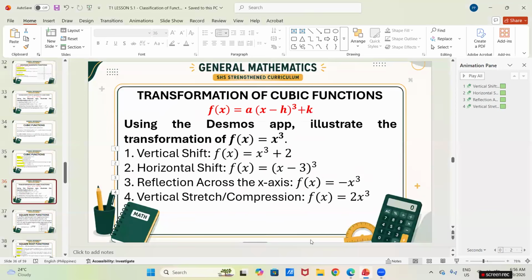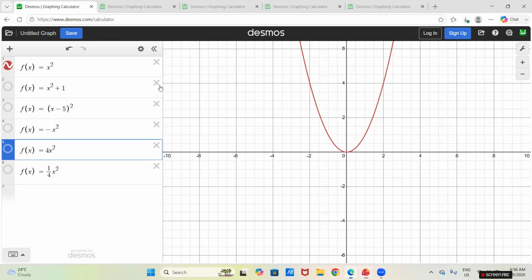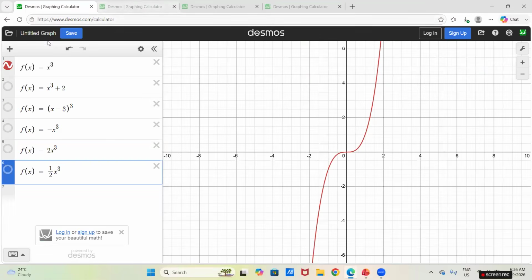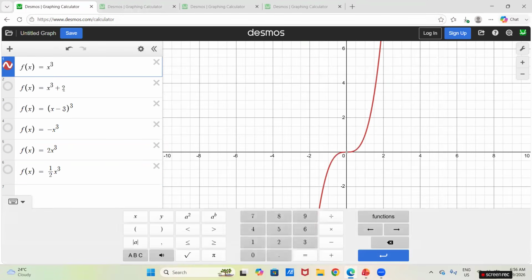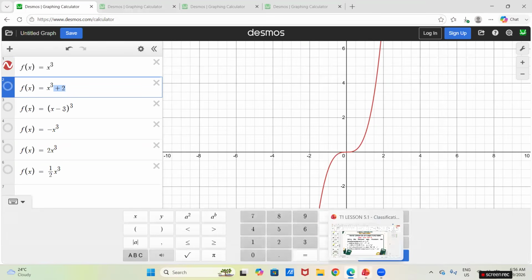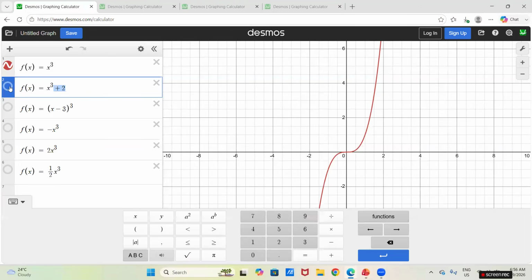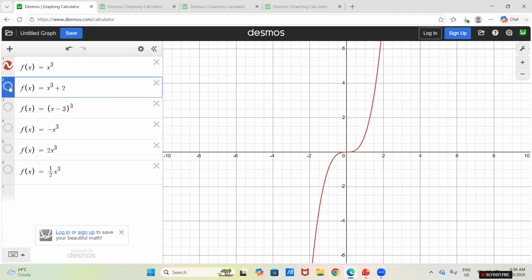Again, we will be using the Desmos app to illustrate the different types of transformation here. I also have prepared this here. For x cubed, we have the basic function. And look at this one. We added 2, so there will be a vertical shift 2 units upward. Again, look at that one.